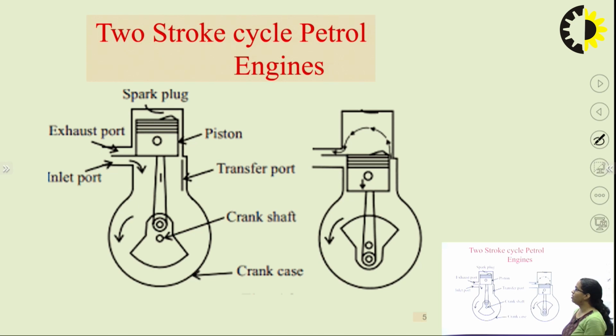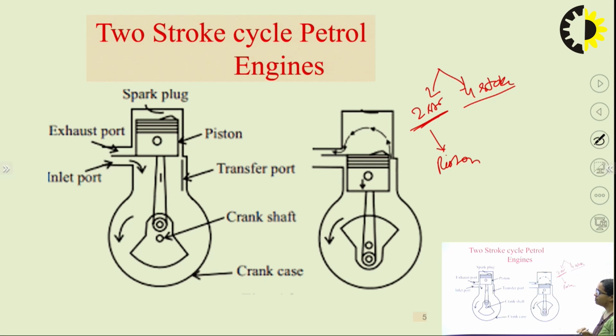Now let's talk about two-stroke engines. As I discussed in our first lecture, what are two-stroke engines and four-stroke engines? In a two-stroke engine, the piston takes only two strokes. Stroke means movement of the piston from TDC to BDC. So if the piston takes only two strokes, then the engine is two-stroke, and if the piston is taking four strokes, four movements of the piston from TDC to BDC and vice versa, then we call it a four-stroke engine.